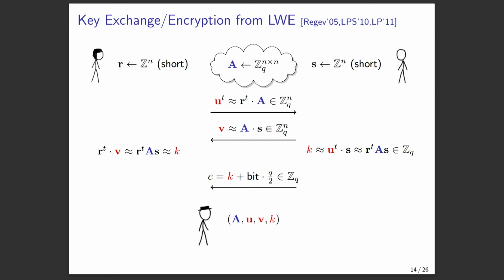Okay. So let's see why. The first thing we're going to do is notice that Alice's public key is just an LWE vector. It's an LWE secret times A plus noise.